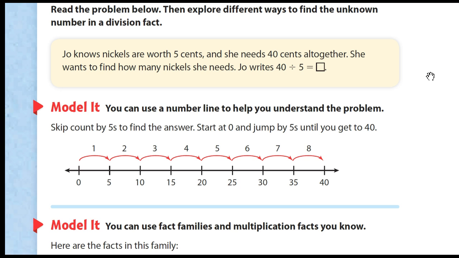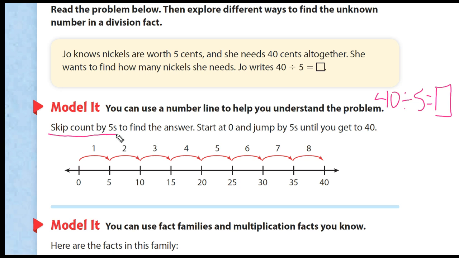It says Joe knows nickels are worth 5 cents. She needs 40 cents altogether. She wants to find how many nickels she needs. So she writes 40 divided by 5. I'm going to write this somewhere on the side. So she has 40 divided by 5, and she wants to find the unknown. One way we could do this is by what? What does that say? Skip by 5.